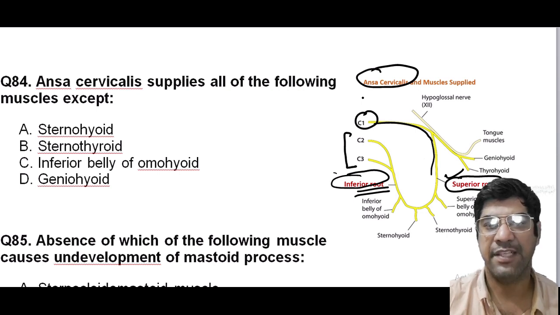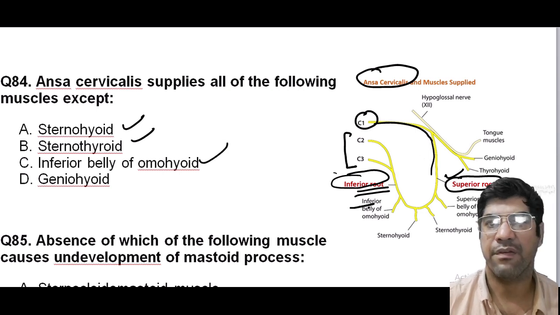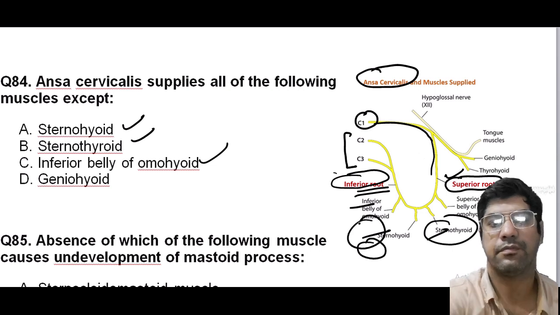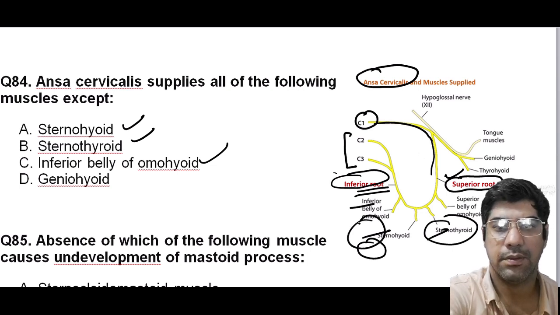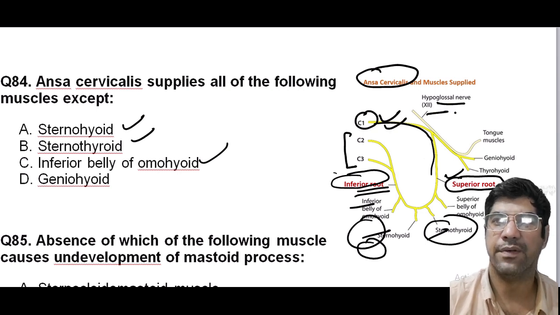The ansa cervicalis primarily innervates muscles such as the infrahyoid muscles. They are the sternohyoid, sternothyroid, and inferior belly of omohyoid. The geniohyoid muscle is supplied by a separate branch from the first cervical nerve through the hypoglossal nerve.